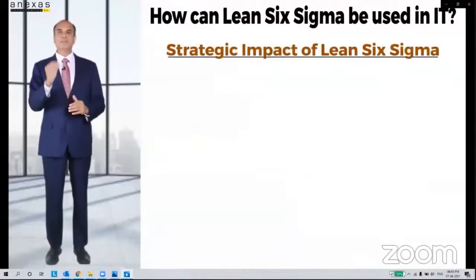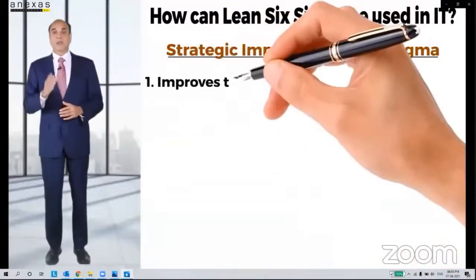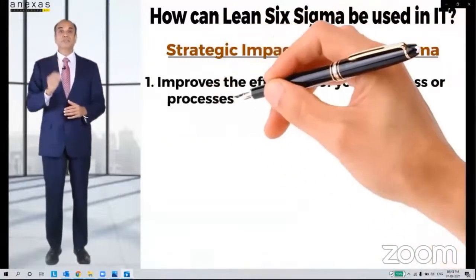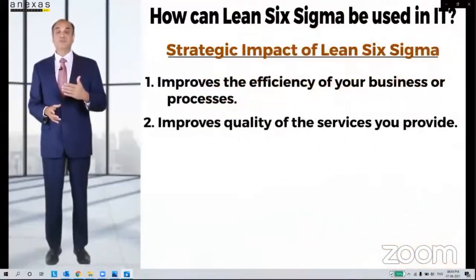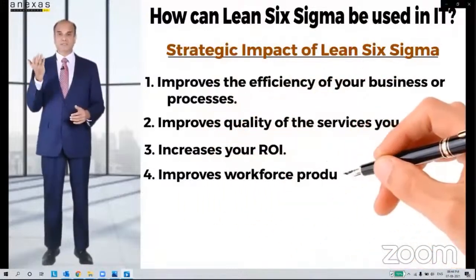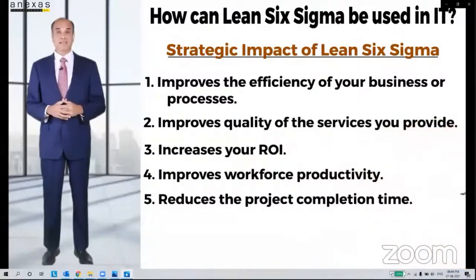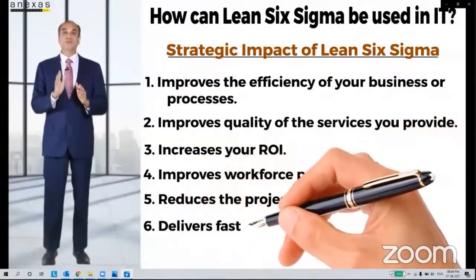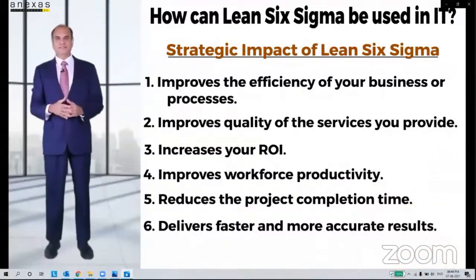Now you may ask, strategically, what is the impact on IT organizations after implementing Lean Six Sigma? My answer would be, Lean Six Sigma improves the efficiency of your business and processes, improves the quality of the services you provide, increases the return on investment, improves workforce productivity, and reduces the project completion time. Overall, it helps the organization to deliver faster and more accurate results.